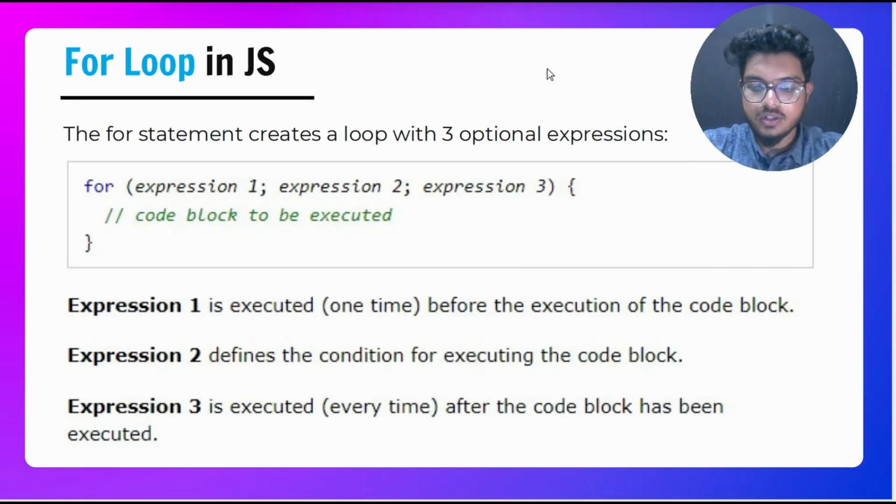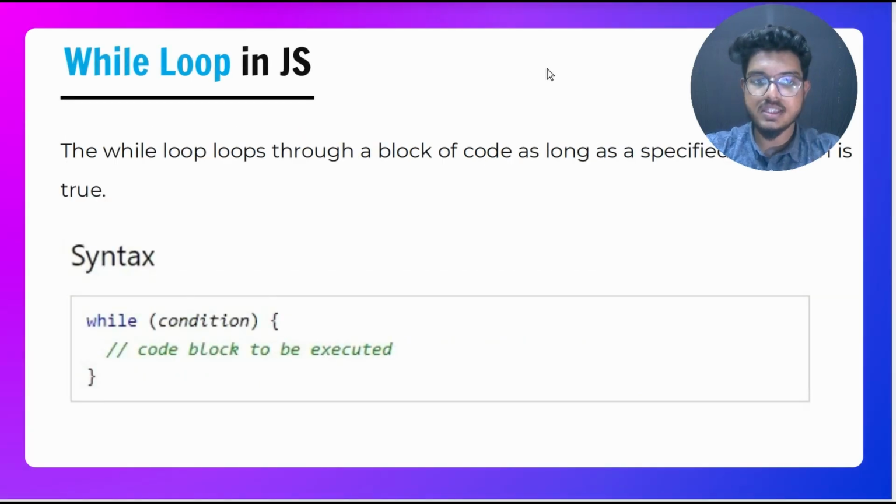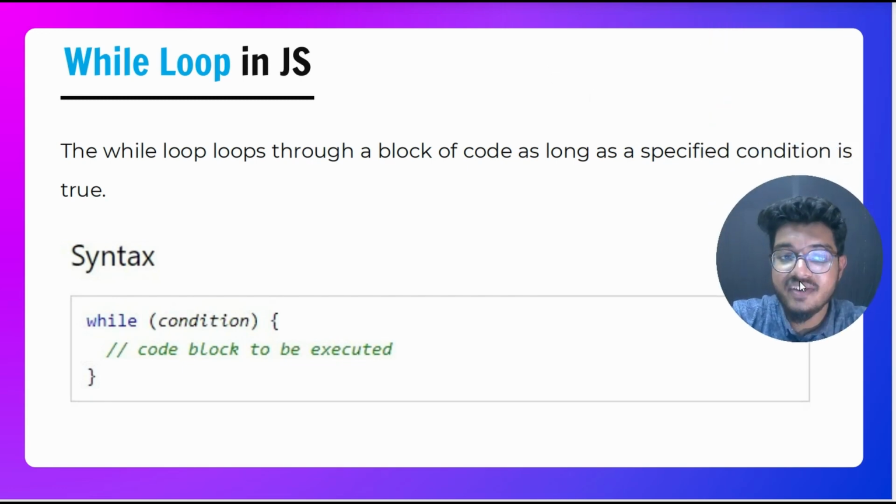We have discussed for loop. We know the number of iterations: to print 10 times, to print 100 times, to print 1000 times. But what if we do not know the exact number of iterations? In those cases, while loop helps. The while loop loops through a block of code as long as the specified condition is true.